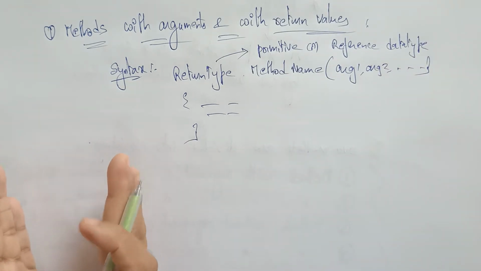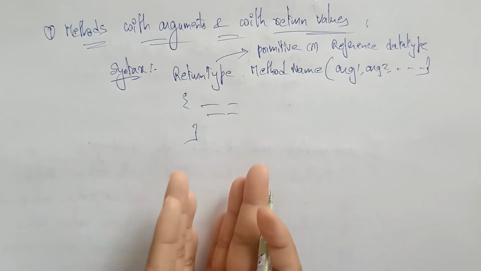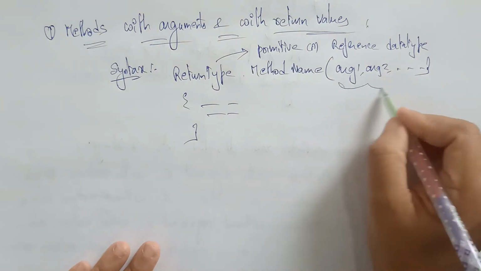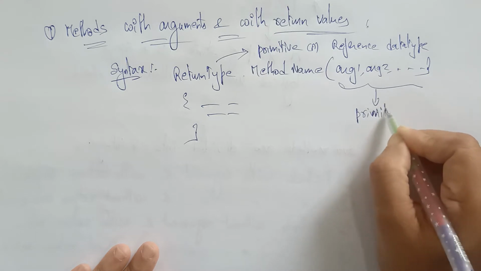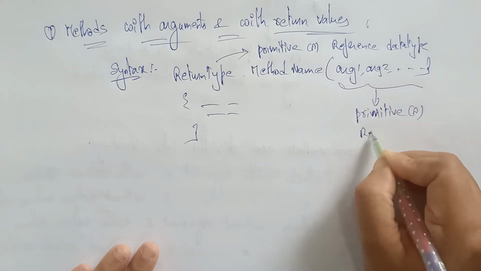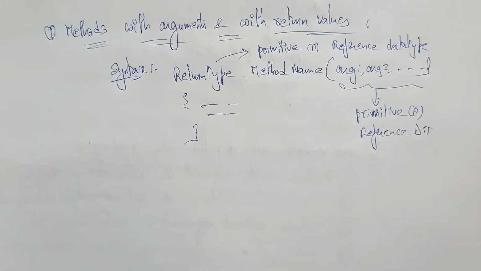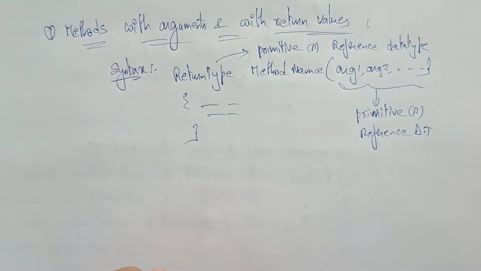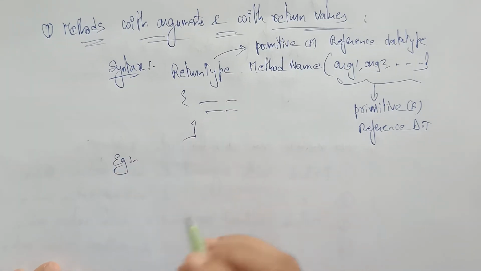A method with arguments and with return values can use a primitive data type as well as a reference data type. And these arguments are also primitive or reference data types. So this is the syntax of a method with arguments and with return values. The arguments are there as well as the return type. Okay, so let me take a simple example. I'm just writing the code snippet here.